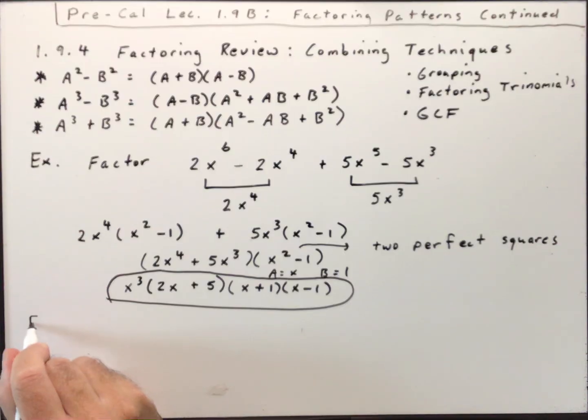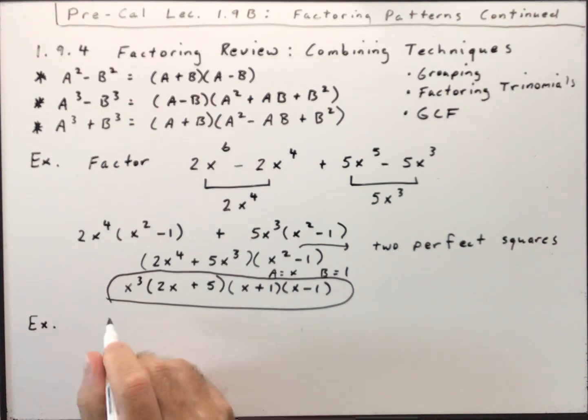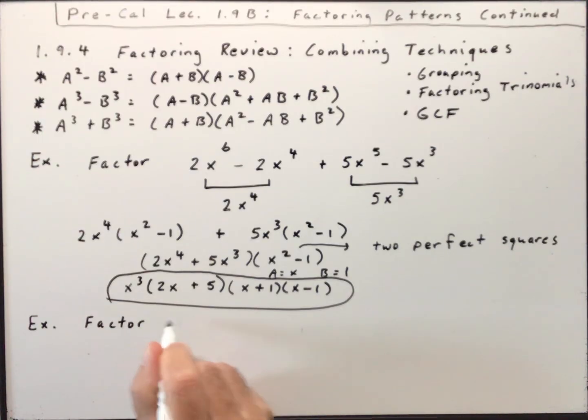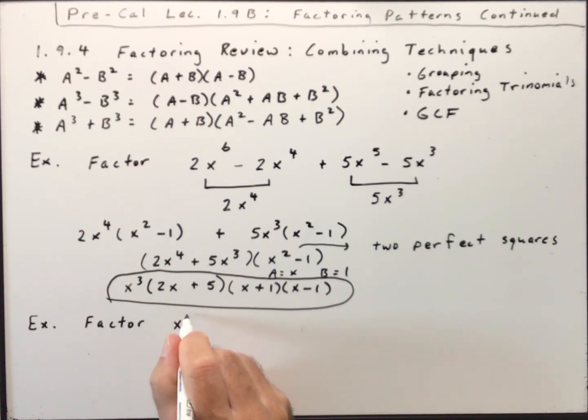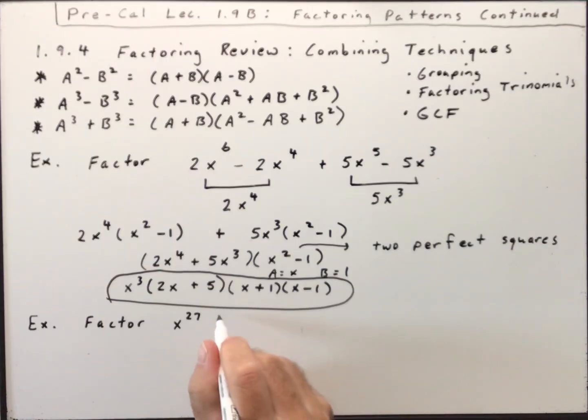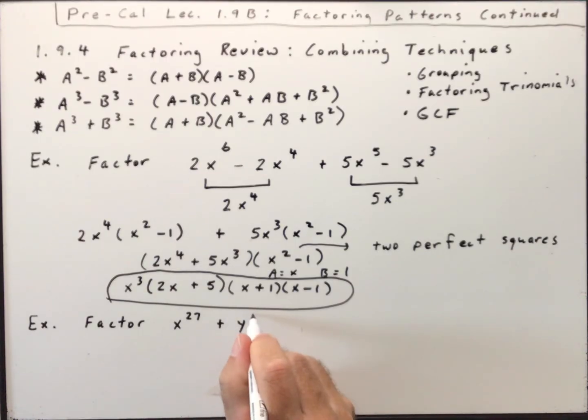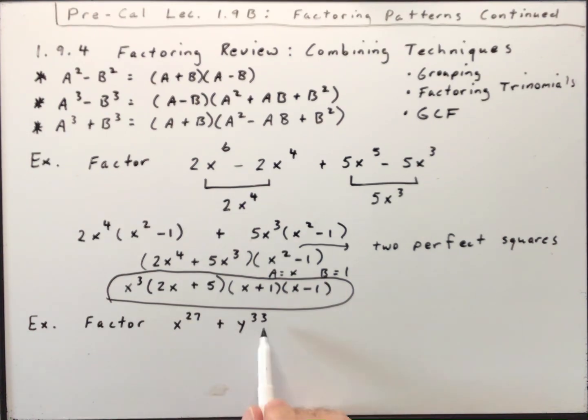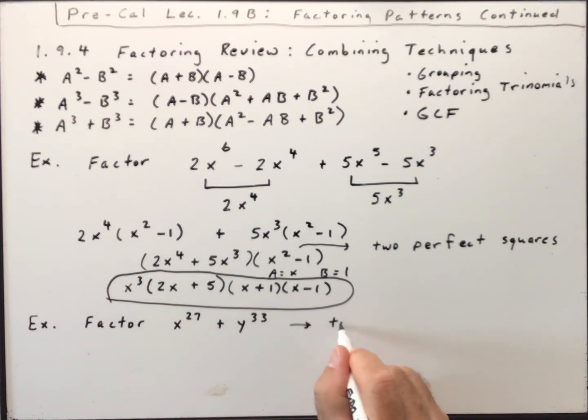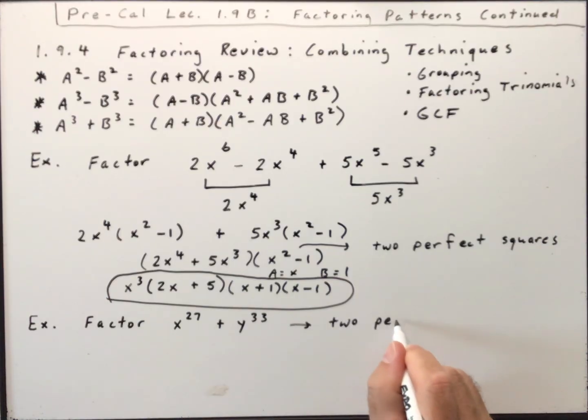That's pretty cool. All right, I think I can fit the next one here. It's a unique one. Let's factor x to the 27th plus y to the 33rd. Now, something like this is actually two perfect cubes. We just have to rewrite it.